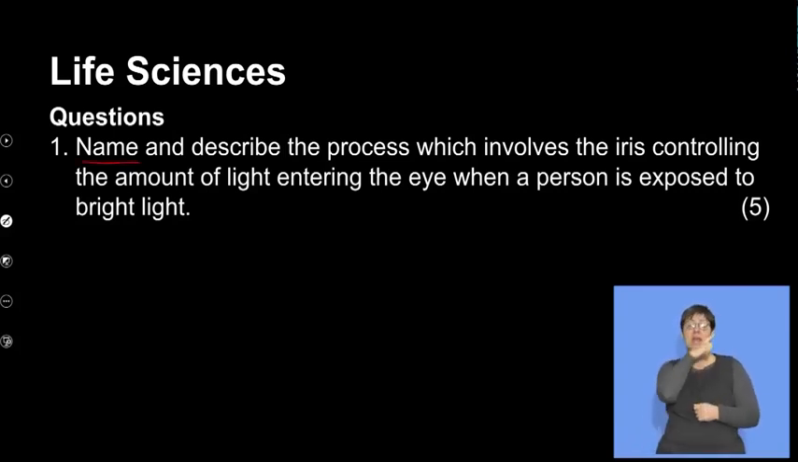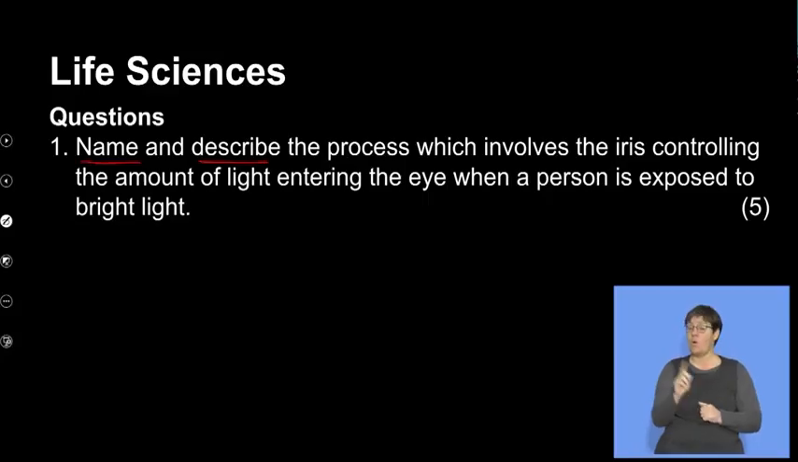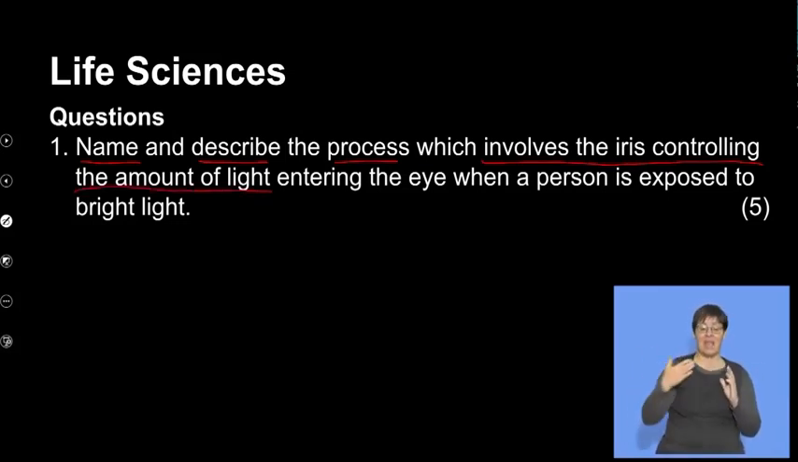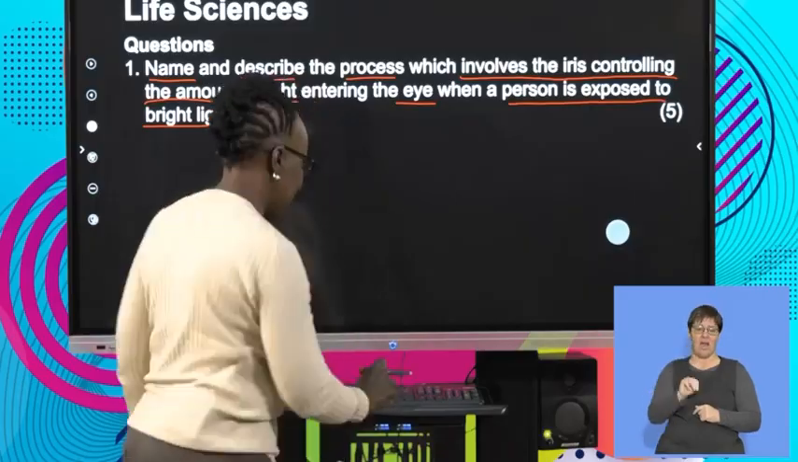It says, name and describe. Verbs are important. What are you naming and describing? The process which involves the iris controlling the amount of light entering the eye when a person is exposed to what? To bright light. Once you take in bright light, now we know it's the pupillary mechanism.